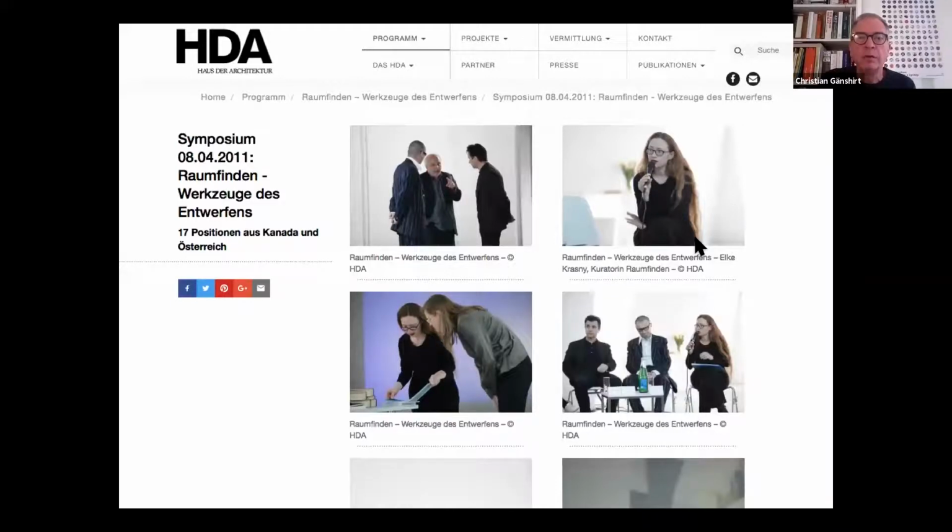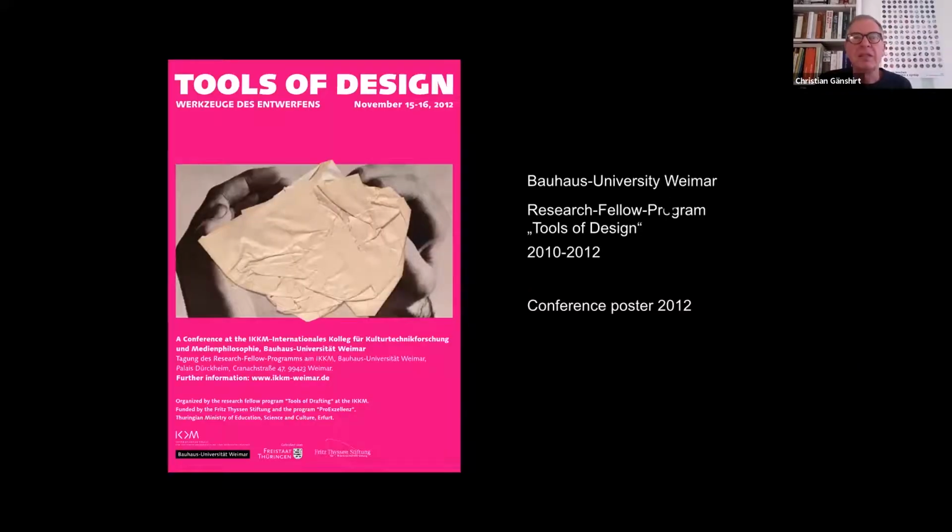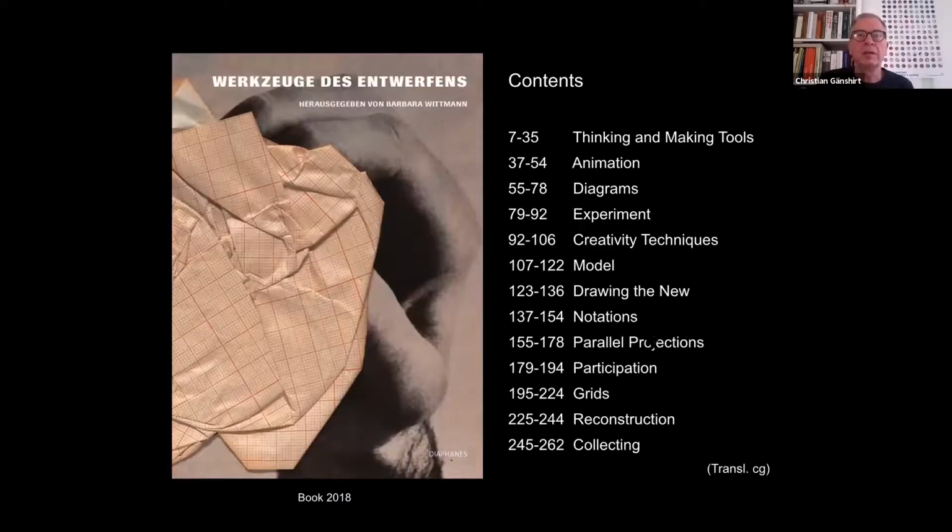And I was even more surprised when a German university, Bauhaus University in Weimar, started a whole research fellow program, Tools of Design, in 2010. Doing a big conference in 2012, they hired like 5 or 6 or 7 researchers for about 2 years to do research on design tools. And they produced a book, which was kind of confusing to me because many of these tools are on a very different level of understanding. And I will come back to this later.